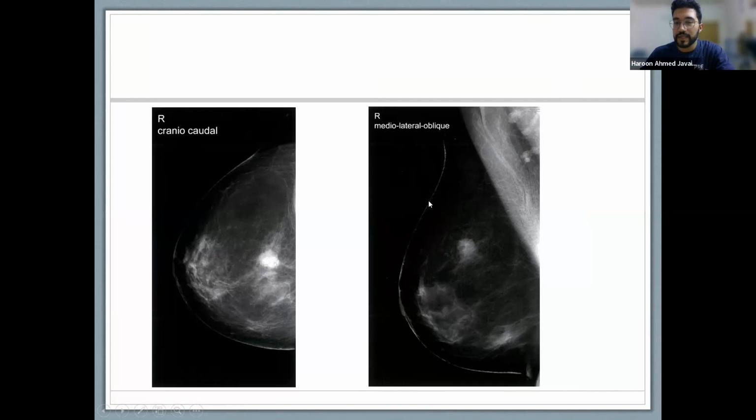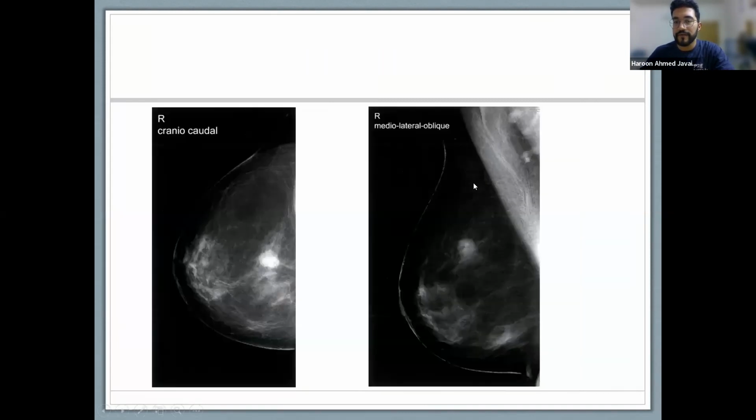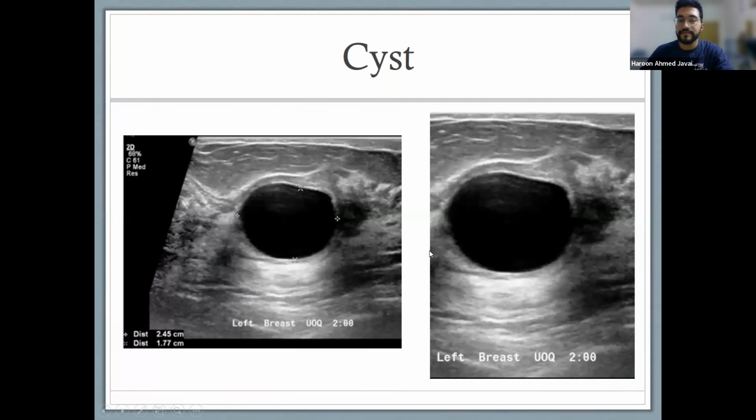So again, once you find this on screening, then you go to the second imaging modality, which is usually going to be an ultrasound guided biopsy. And this is when you will see either this image, or if it is benign, you would see this image, okay?